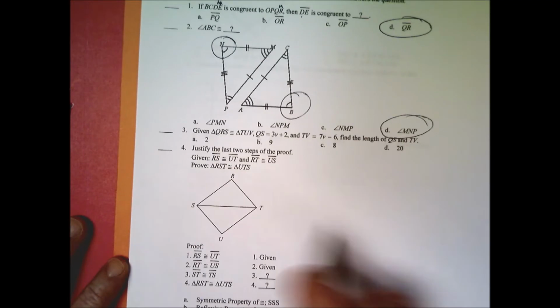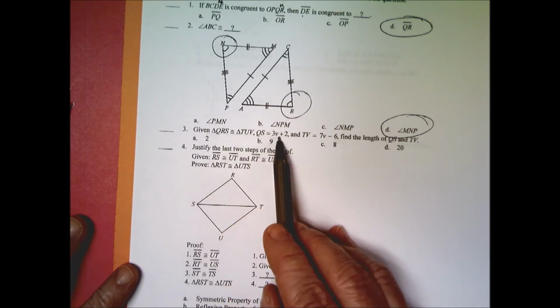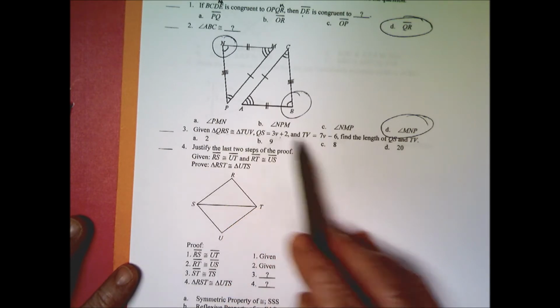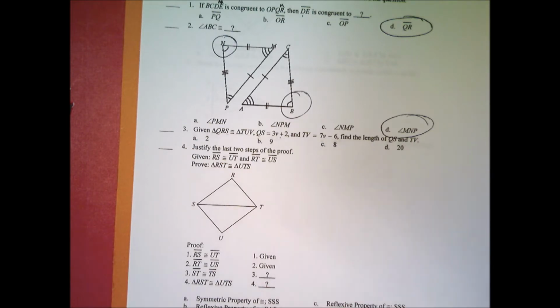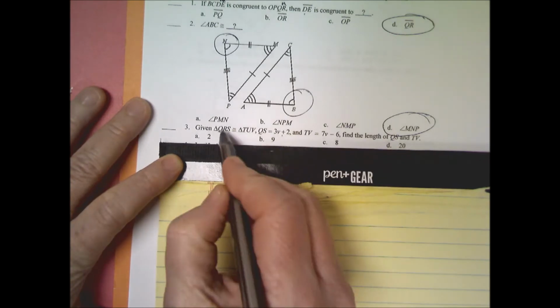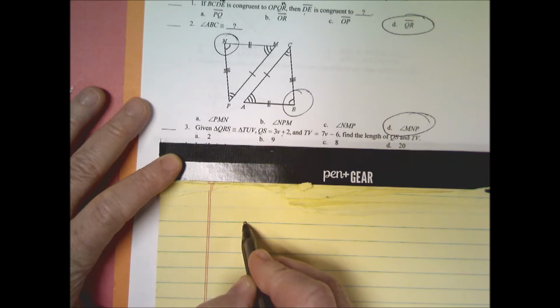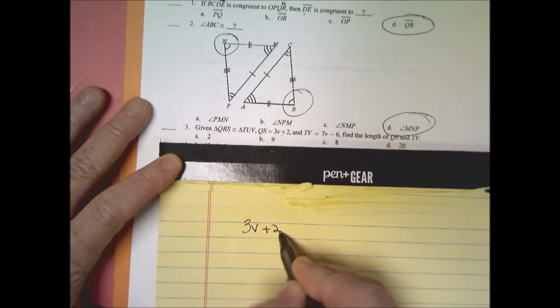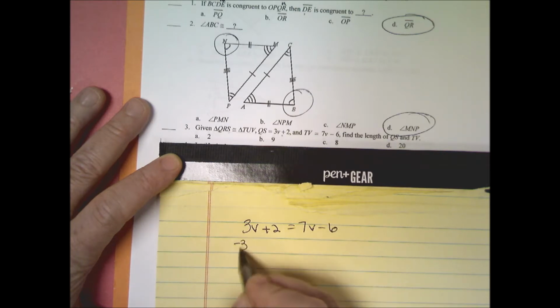Number 3, given triangle QRS is congruent to triangle TUV, and QS is 3V plus 2, and TV is 7V minus 6, find the length of QS and TV. To do that problem, you would need to realize that QS and TV are congruent. So you would set this up as 3V plus 2 equals 7V minus 6. I would solve. I'm going to subtract 3V.